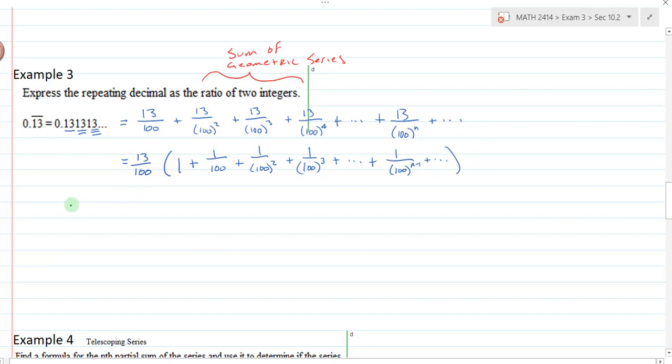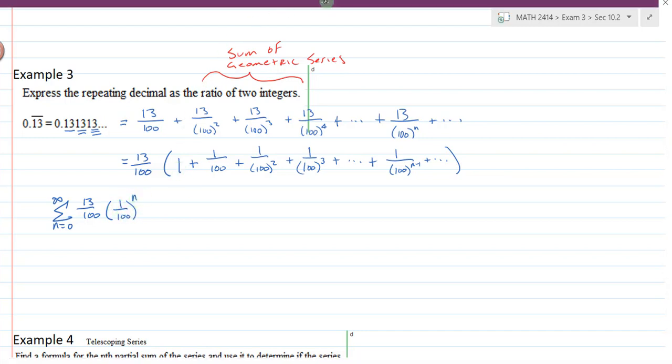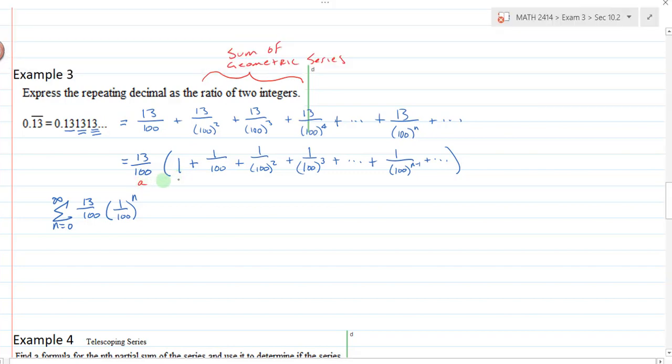So I could express this as a geometric series starting at 0, where a is equal to 13 over 100 times r, which is 1 over 100 raised to a power of n, starting with n equals 0, because this is my a, and that's r to the 0. Well, this is what I get when n is equal to 0, n is equal to 1, n is equal to 2, when r is equal to 1 over 100. Because r is equal to 1 over 100, that means that I have a convergent geometric series.